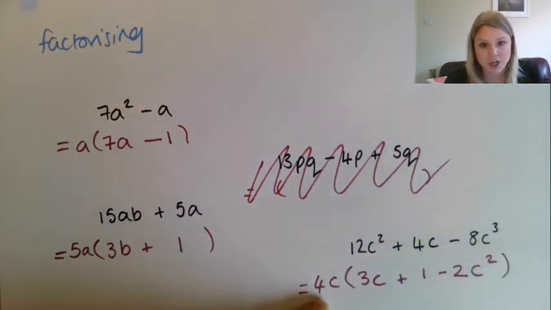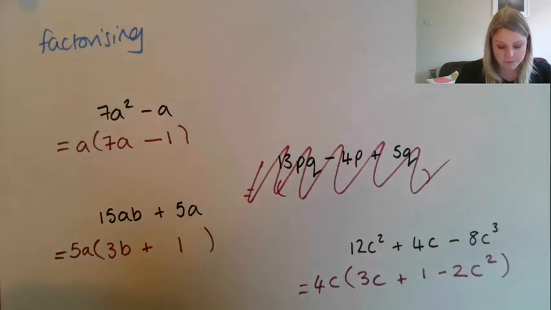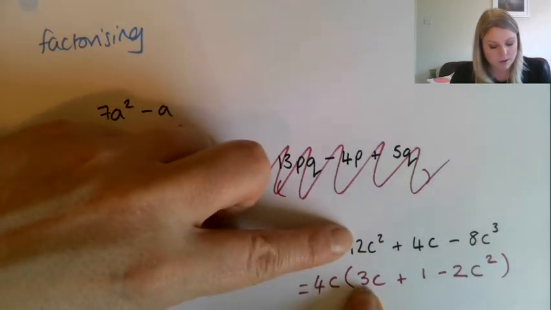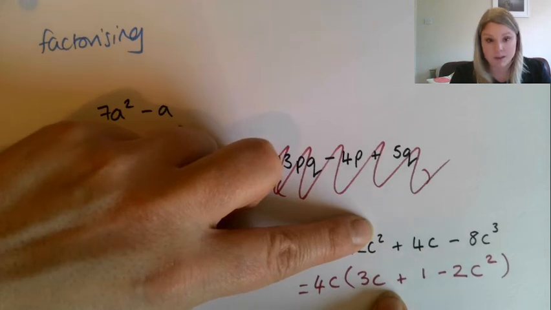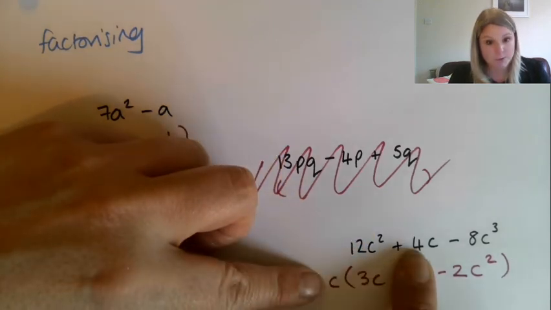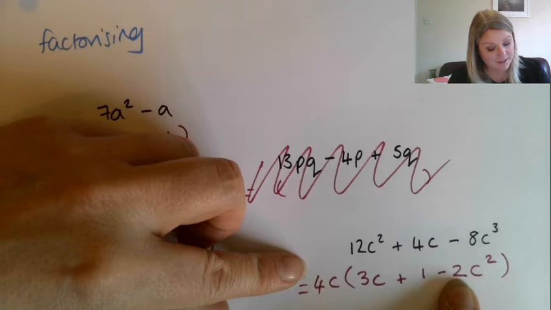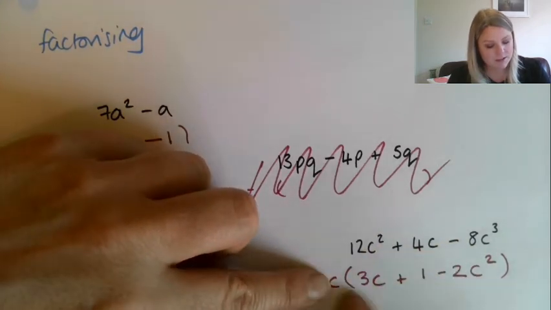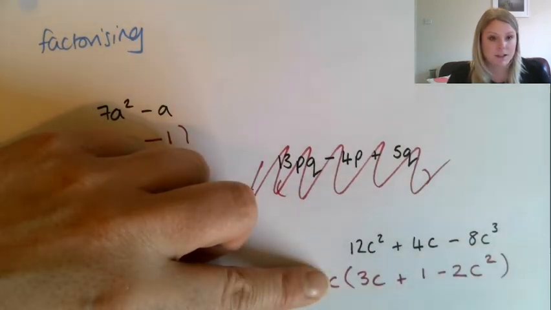So again, we'll check that by going the other way around. 4c multiplied by 3c. 4 times 3 gives me 12. C multiplied by c gives me c squared. Happy days. 4c multiplied by 1, 4c. 4c multiplied by minus 2c squared. 4 multiplied by minus 2 gives us minus 8. C multiplied by c squared gives us c cubed.